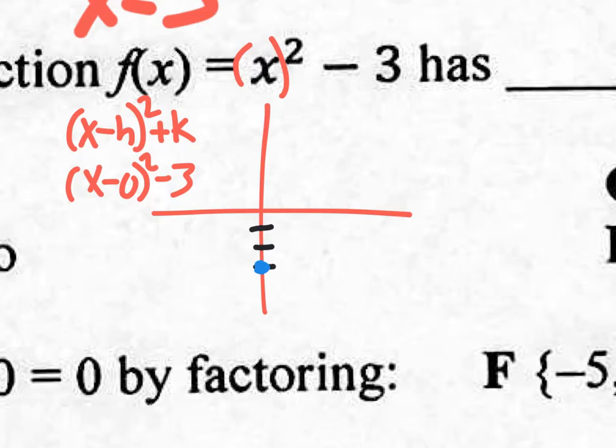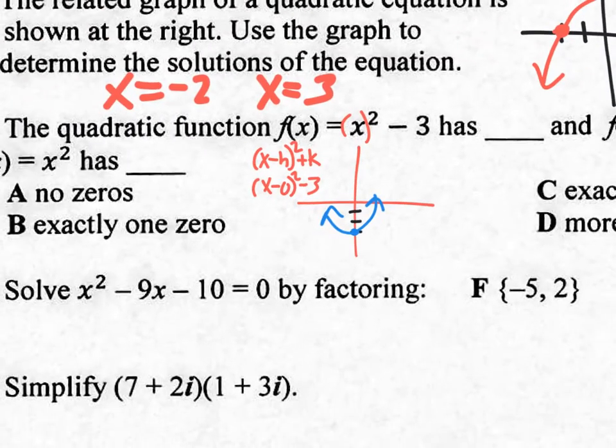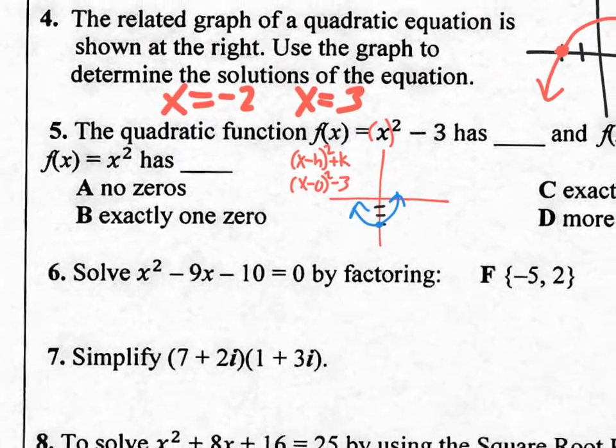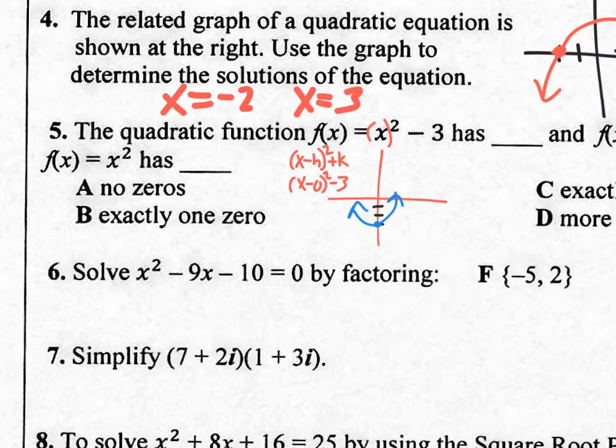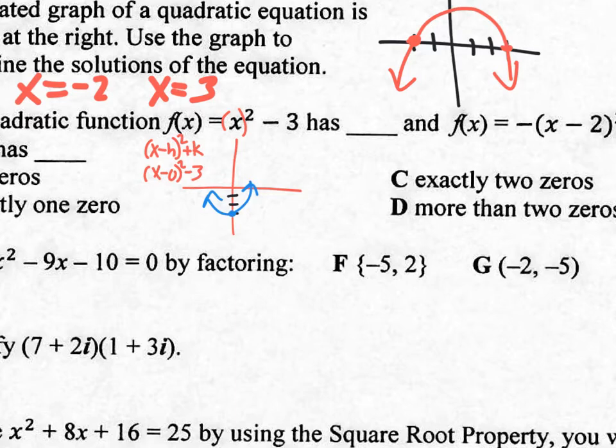I already know that the a value on this thing's positive, which means that it's opening up. And that's already good enough to say that it's going to cross at 2 places, at 2 intercepts. So if you know it has 2 x-intercepts, then you know it has 2 real zeros. So does it have no zeros? No. Does it have 1 zero? Only if it were to touch at one point. Does it have exactly 2 zeros? Yes, it does. It has exactly 2 zeros. So I would put a C right there to represent that it has exactly 2 zeros. Let's look at this one over here.